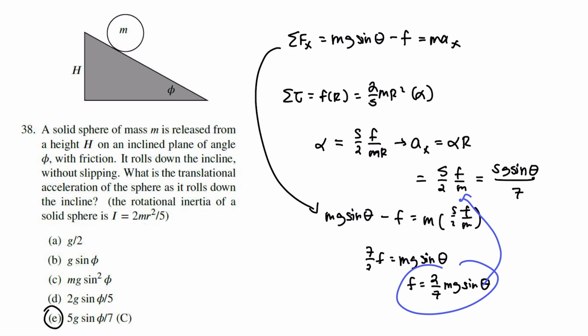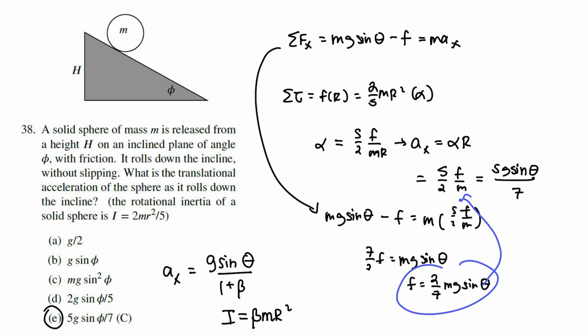Just something to keep in mind on exam day, especially for the multiple choice. If you ever forget how to actually calculate the translational acceleration using the moments of inertia and torque equations and the net force equations, you can just remember this handy formula. Ax is equal to g sine theta over 1 plus beta for an object that's rolling down with rotational inertia beta mr squared.